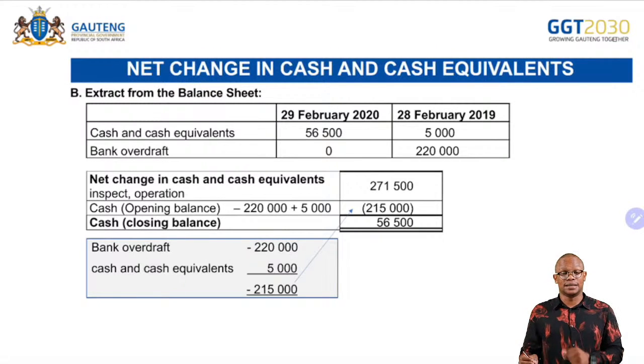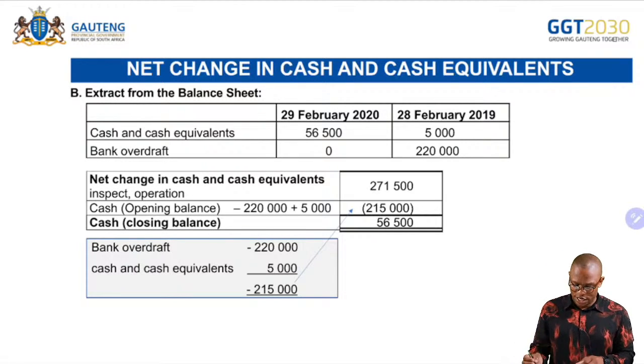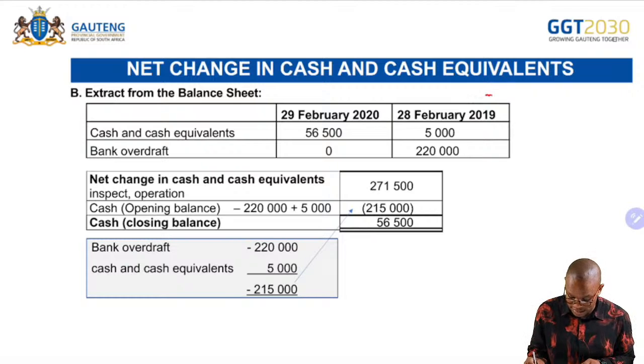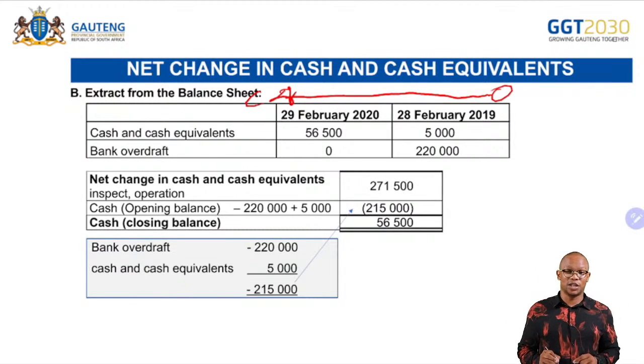This is the last part for cash flow. To some, it looks easy, but believe me, it's not. The net change in cash and cash equivalents, especially when you have an overdraft, most learners don't know whether they must add it or subtract it. So let us check. I still emphasize my line. I can see you also talking about the love arrow, the opening as well as the closing.